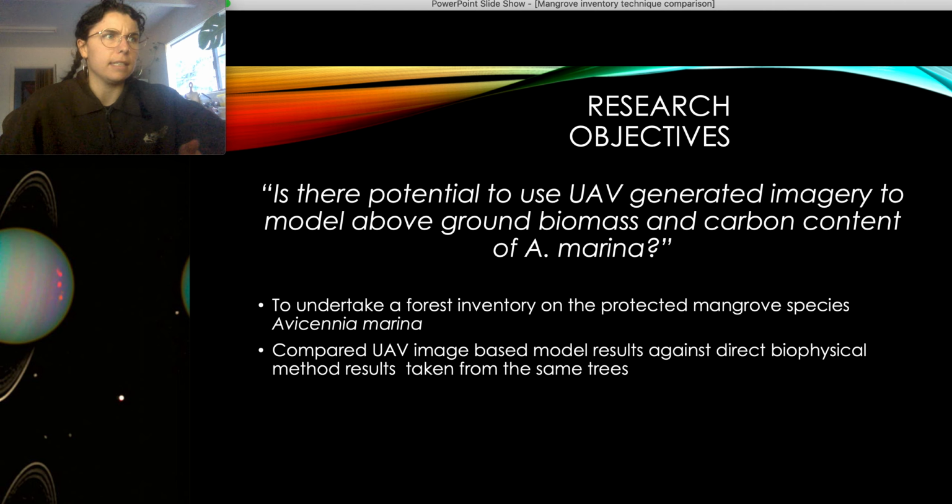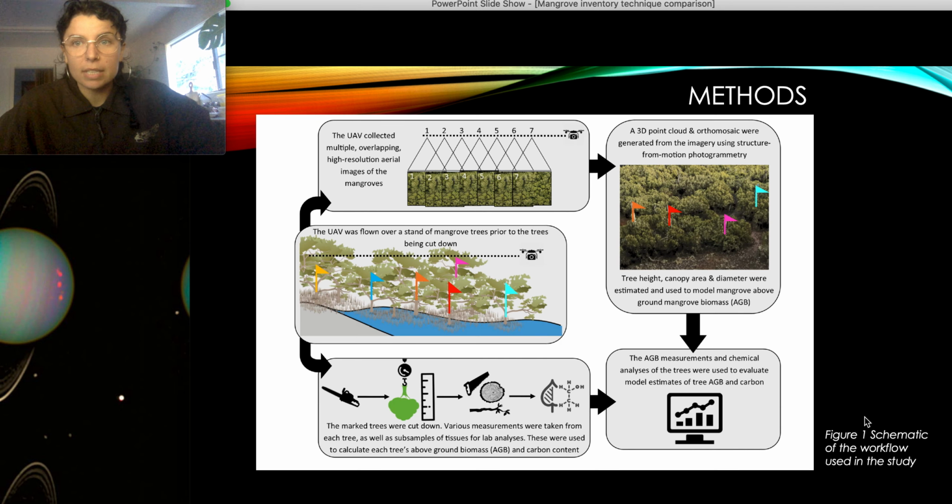Researchers used in this study traditional biophysical measurements of destructively harvested trees to compare the UAV results against. Researchers compared other derived variables such as DBH, tree height, and D30. So how did they do it?